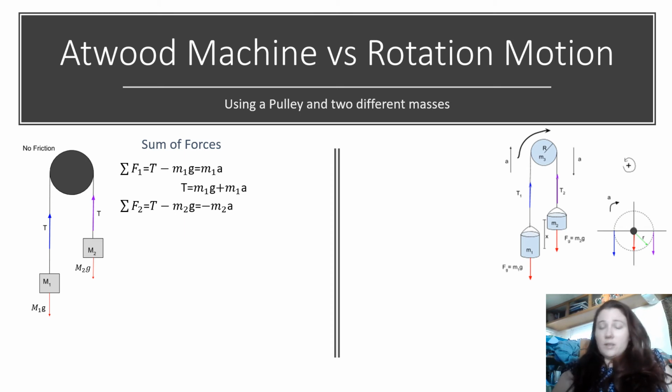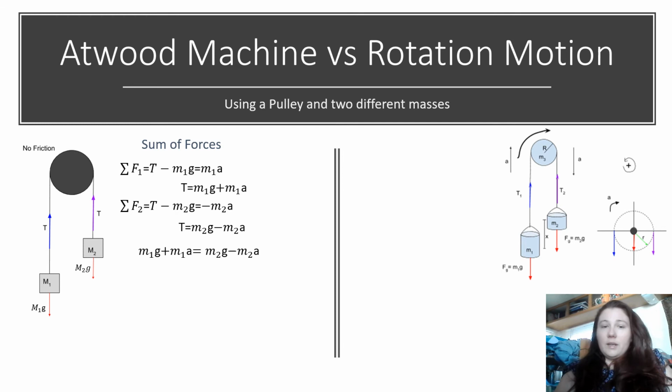Just like with the other problem, we need to pick something to be negative. So solving for T, tension, we've got mass times gravity minus mass times acceleration. See, these are a little different. We've got adding and then we've got subtracting. So now we can set these equal to each other, that way we can solve for acceleration. So that's what I've done here.